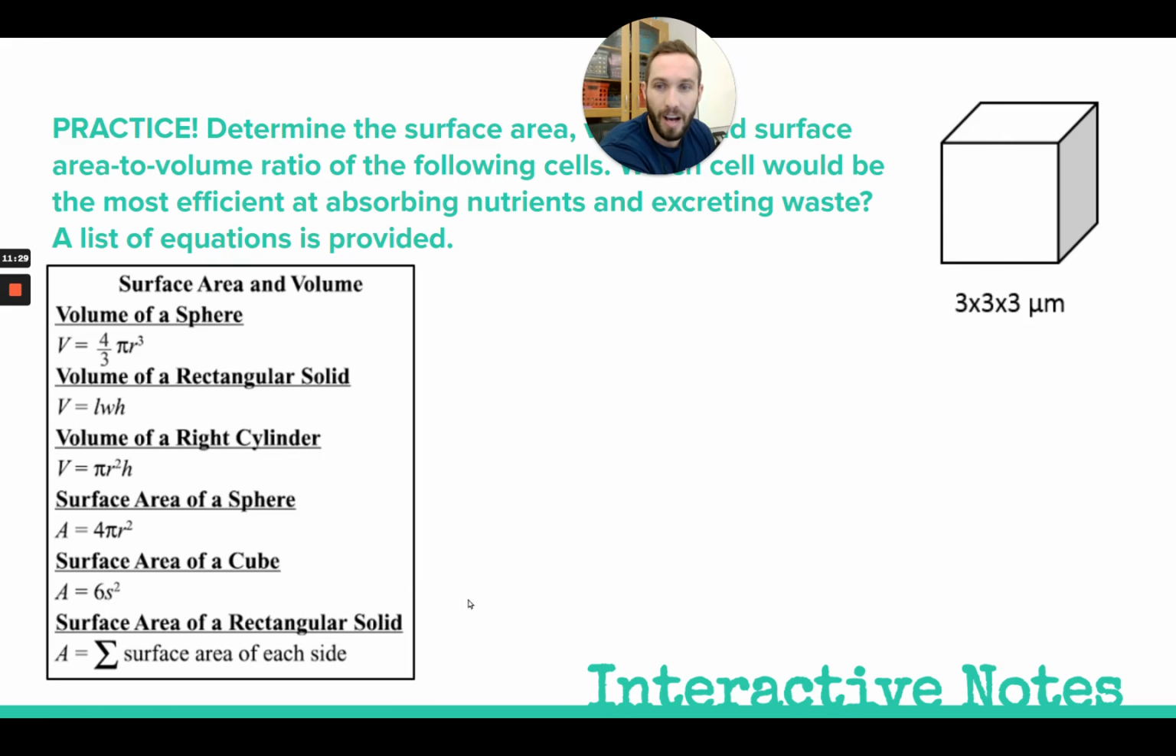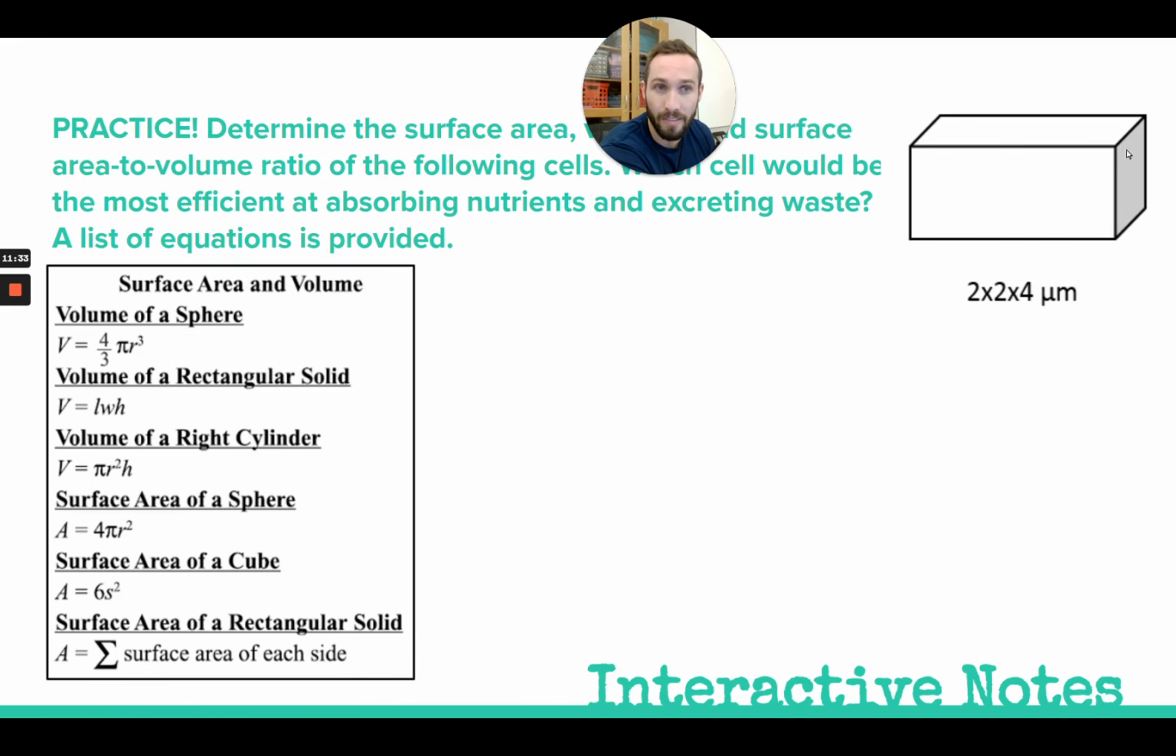Now, the hardest one is actually the rectangular solid, to find the surface area of this, because there's different sized surfaces. There's this surface in the front, which is 2 by 4 micrometers. So to find the area of that, you just do 2 times 4. So I'm doing this for you almost. That's 8. And then the backside is the same dimensions as this, so the backside would also be 8, the surface area.